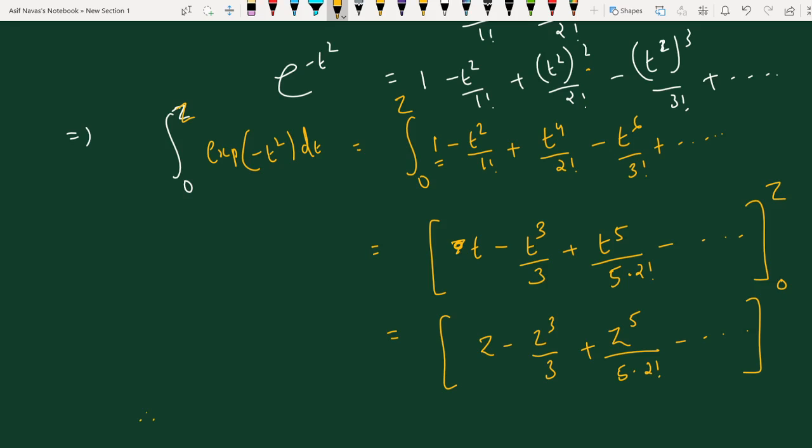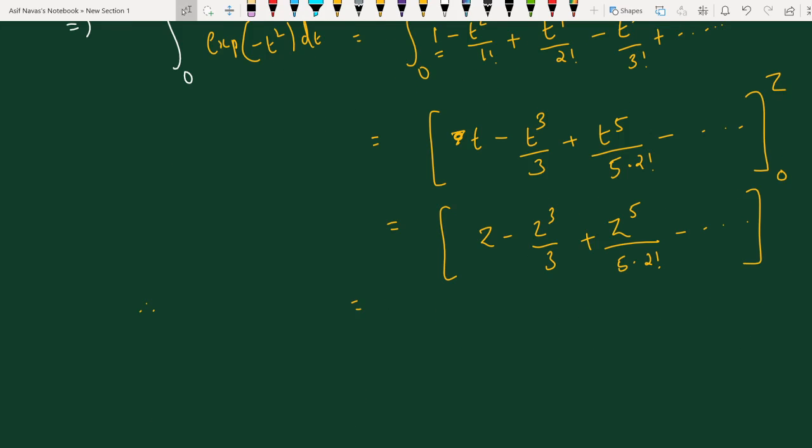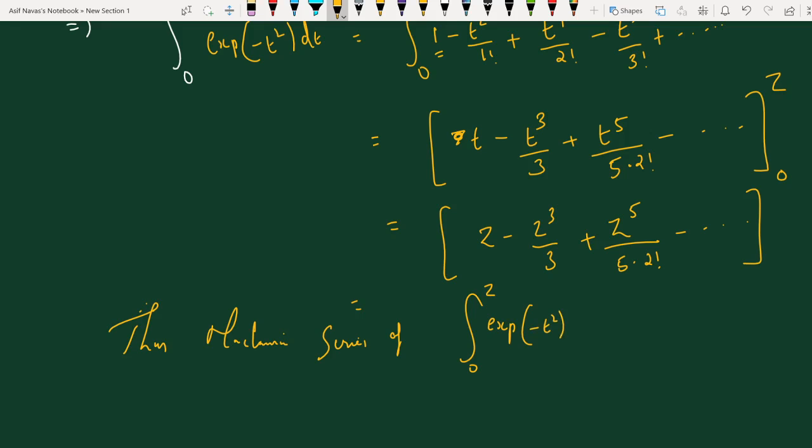So therefore, what is the Maclaurin series? Thus the Maclaurin series of the integral from 0 to z of exponential of minus t square dt is equal to z minus z cube by 3 plus z raised to 5 by 5 into 2 factorial minus etc. Okay, so this is the Maclaurin series.